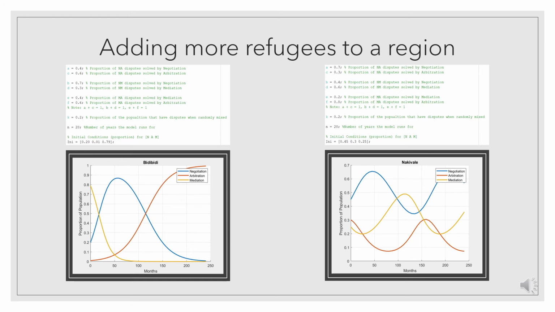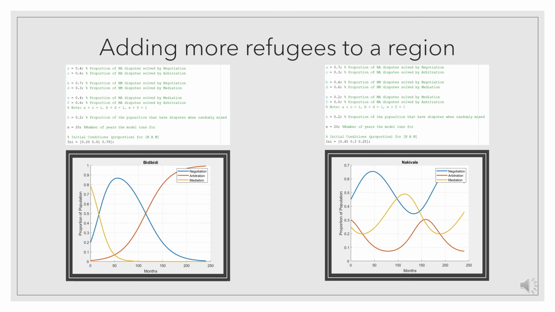For Naki Vale, if enough refugees from South Sudan seek refuge within this region, then the initial distribution would change to 0.45, 0.3 and 0.25 respectively. Assuming that many of these new South Sudanese refugees are trained mediators gives us the following parameters. Negotiation dominates arbitration, arbitration dominates mediation, and mediation dominates negotiation. In the figure we show the dynamics of this system over 20 years.